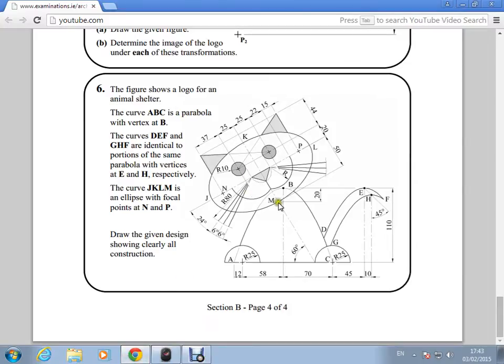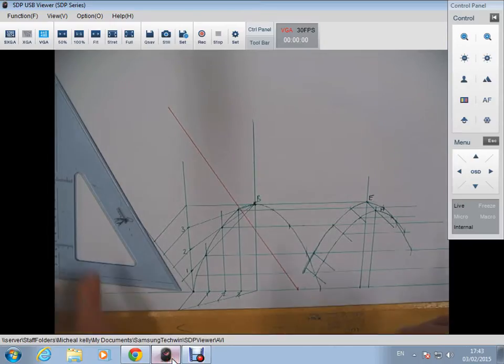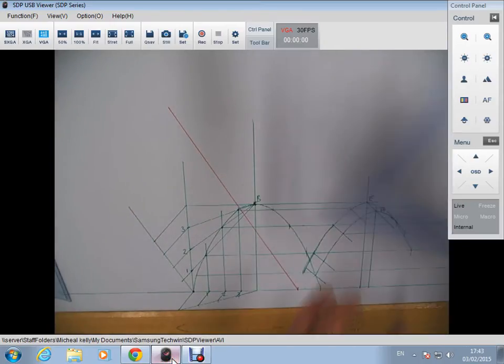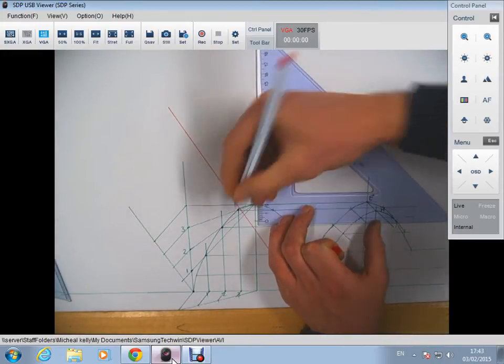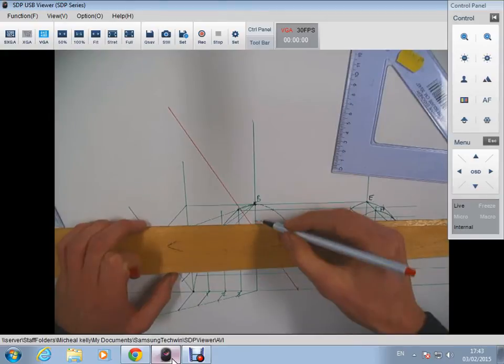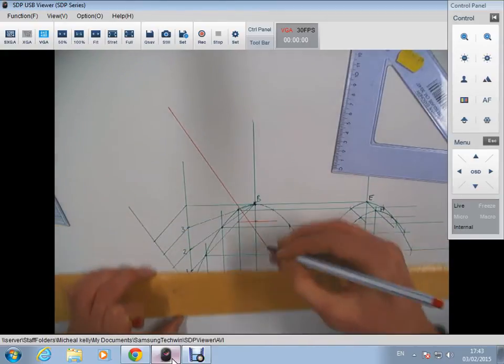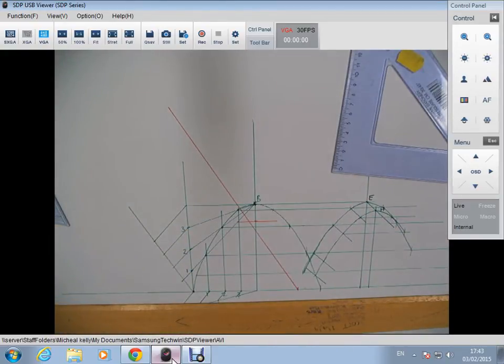I can see here this point M is the point at the bottom of my minor axis, which is a distance of 20 millimeters down from point B, along that 60 degree line. So if I measure down 20 from point B and take a horizontal line across, I will find my point M. 20 down from B, a horizontal line across, that locates point M here on my drawing.